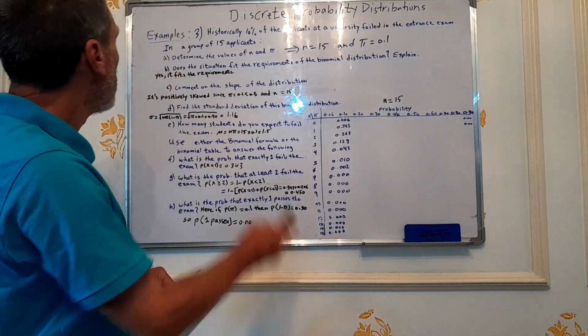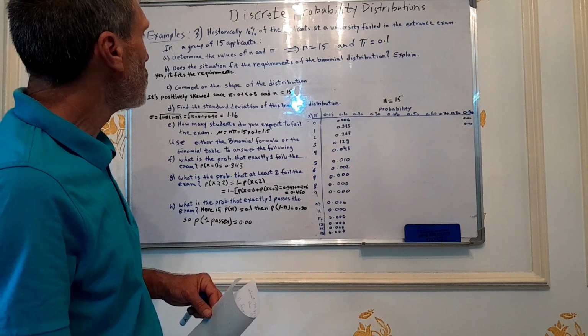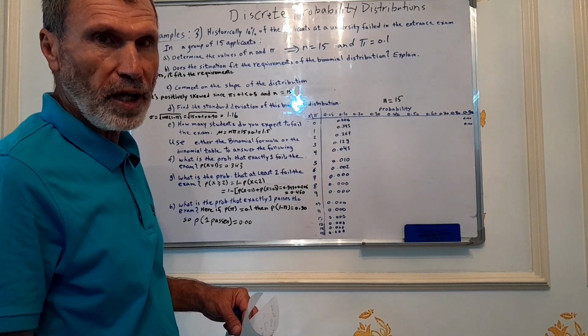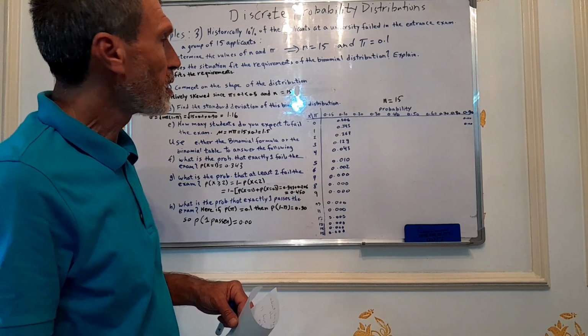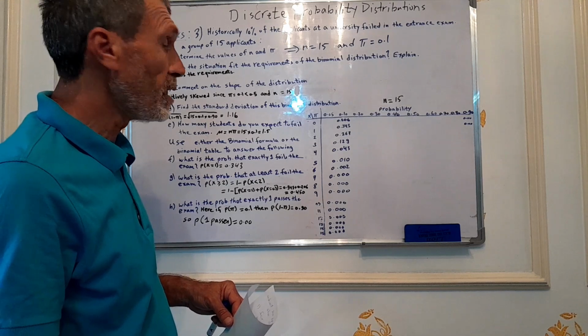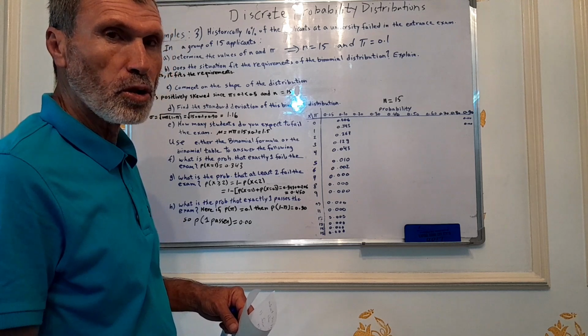Now, comment on the shape of the distribution. Of course, it is positively skewed since the probability of success, which is failure here, is 0.1, which is less than 0.5. Therefore, it is positively skewed. And when it becomes 0.5, it becomes normally distributed.